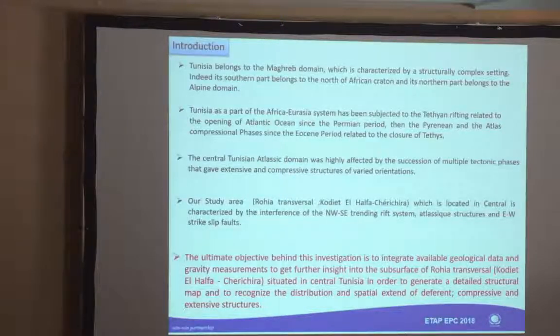the closure of Tethys. The central Tunisian Atlantic domain was highly affected by the succession of multiple tectonic phases that gave extensive and compressive structures of varied orientations. Our study area, Rohiyya transversal between Qudit al-Halfa and Shirishira, which is located in central Tunisia, is characterized by the interference of the northwest-southeast trending rift system, Atlantic structures, and east-west strike-slip faults.